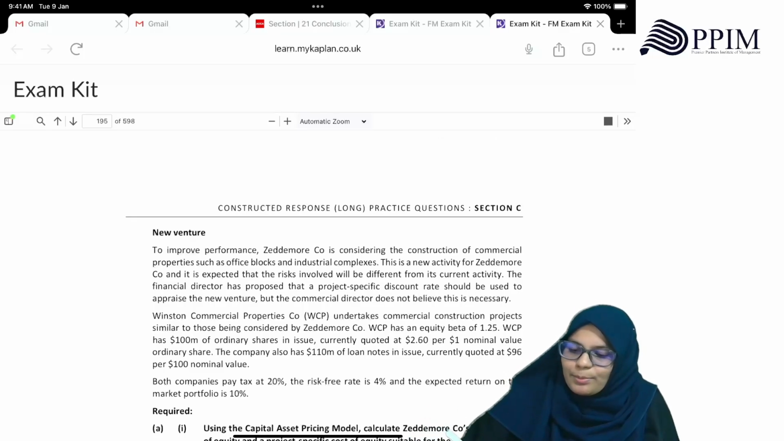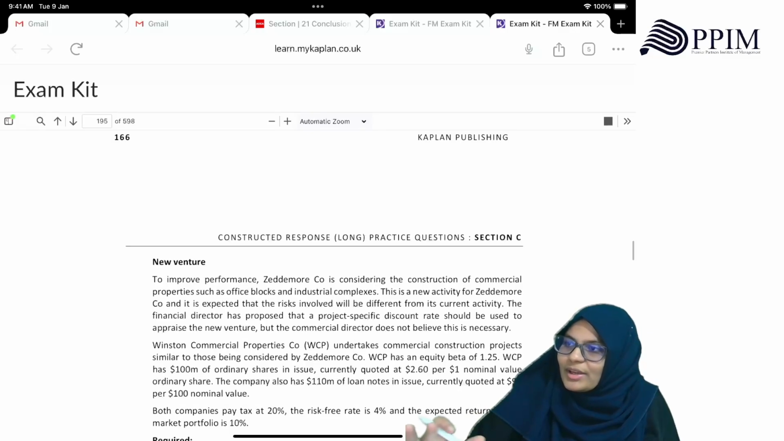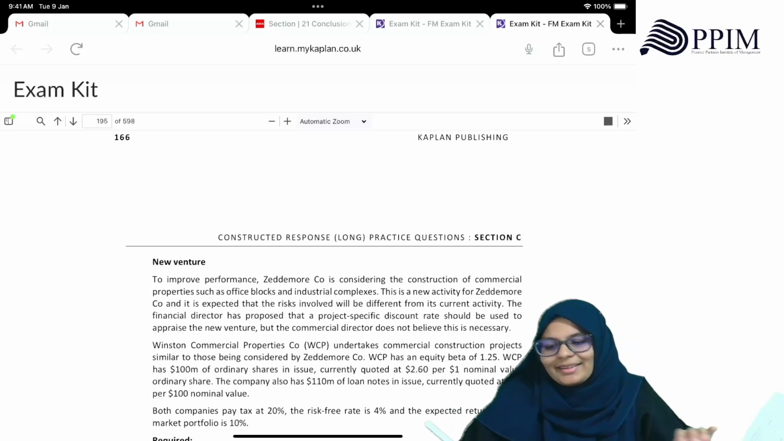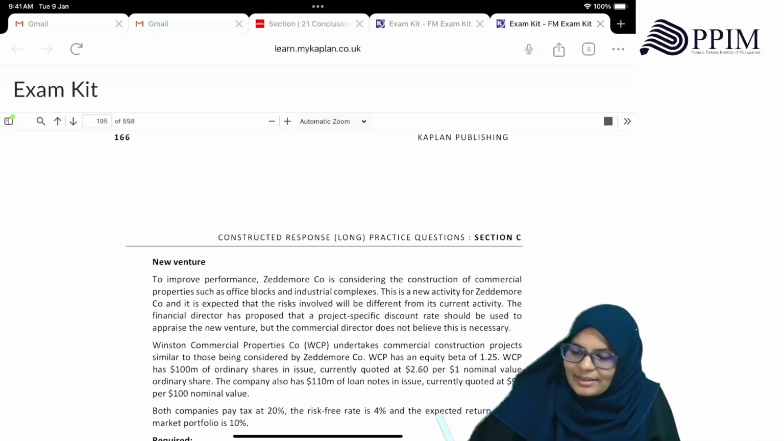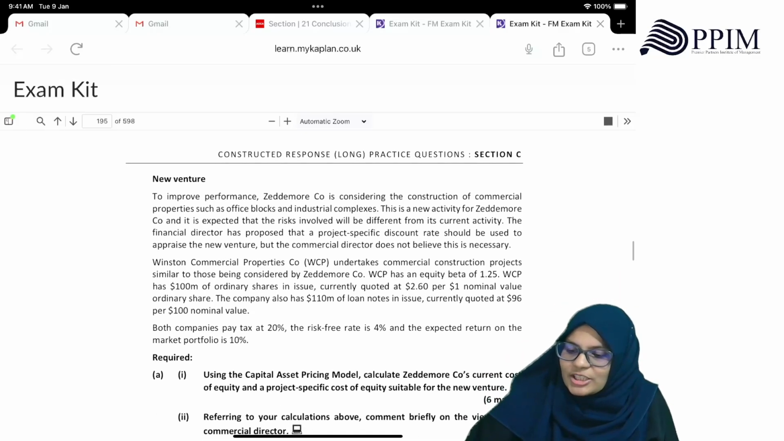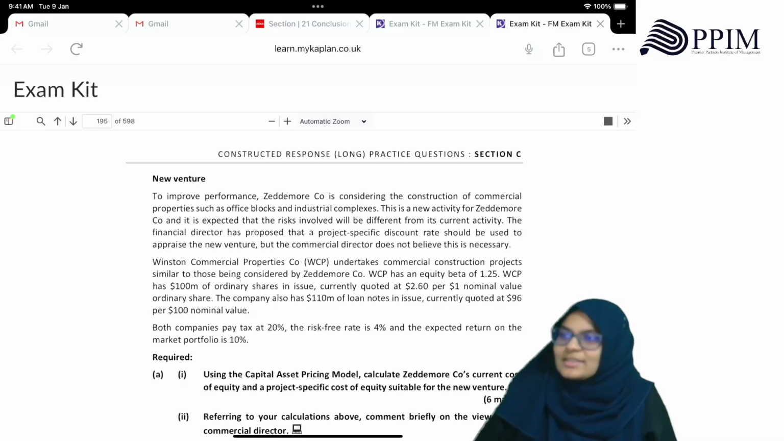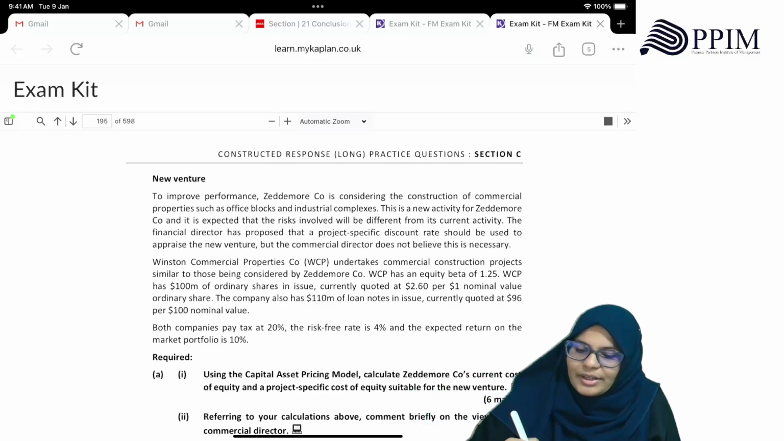Okay. So they are saying to improve performance, ZMO is considering the construction of commercial properties such as office blocks and industrial complexes. So earlier they were only doing house construction. Now they are going to go for industrial complexes also. This is a new activity for ZMO and it's expected that the risks involved will be different from its current activity. The financial director has proposed that a project-specific discount rate should be used to appraise the new venture, but the commercial director doesn't feel that it's necessary. So the finance director is saying we need to have a project-specific rate, whereas the commercial director is saying that's not necessary.